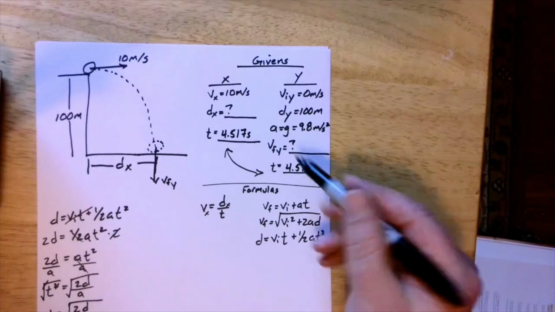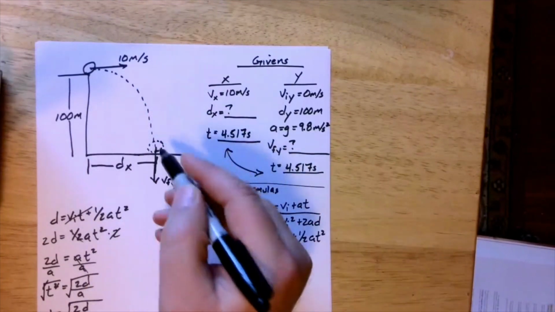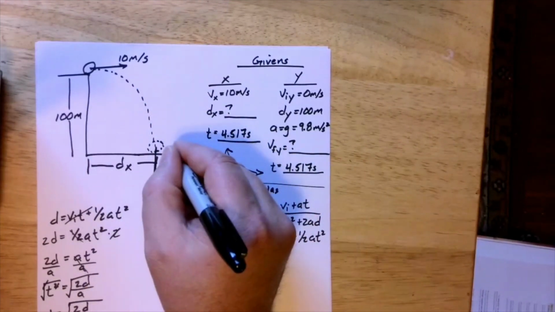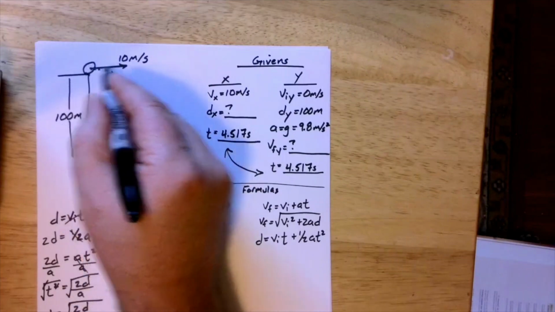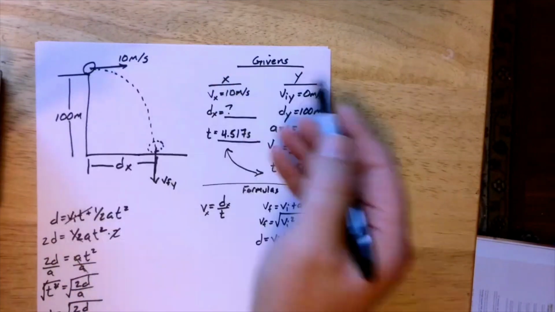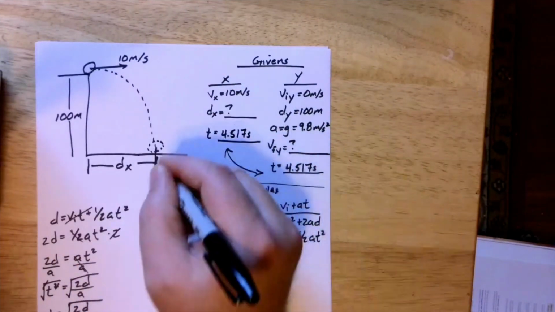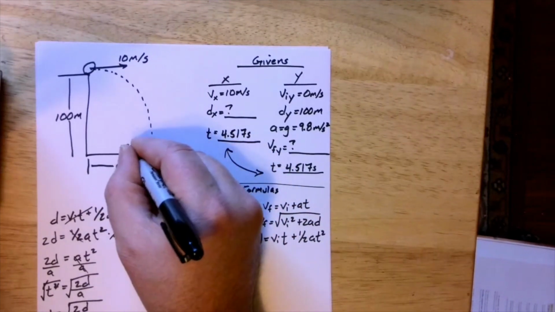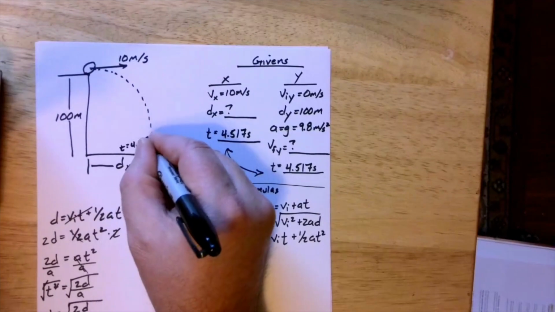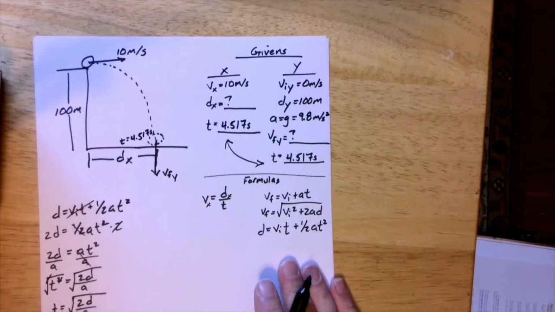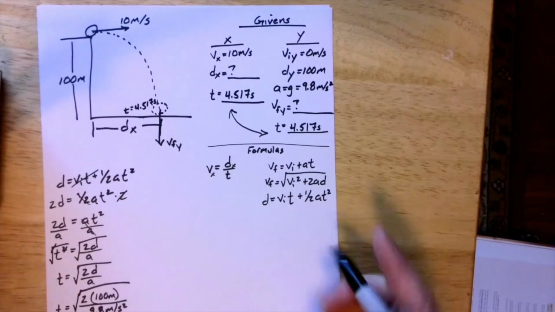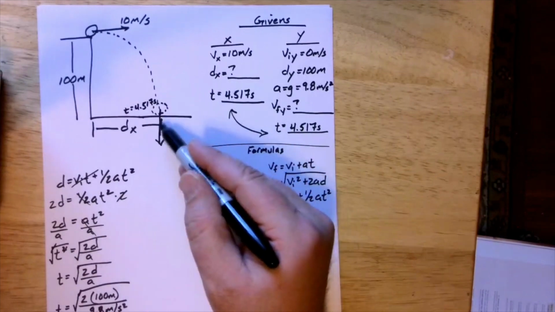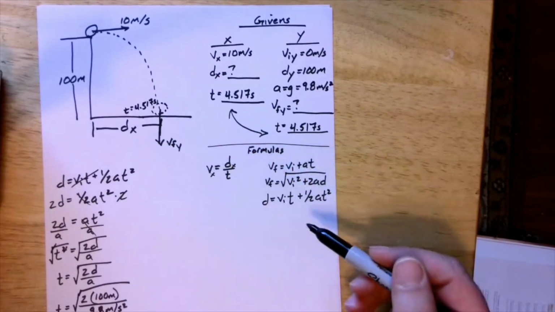Alright, so now we have the time. So we know here that the ball that hit the ground, whether it's being dropped or being shot off at 10 meters per second, it could be 100 meters per second, no matter what, ignoring wind resistance, it will hit the ground at a time of 4.517 seconds. Okay. So let's go ahead and solve for the final velocity.